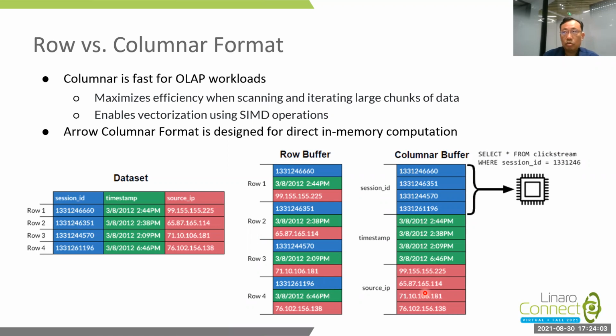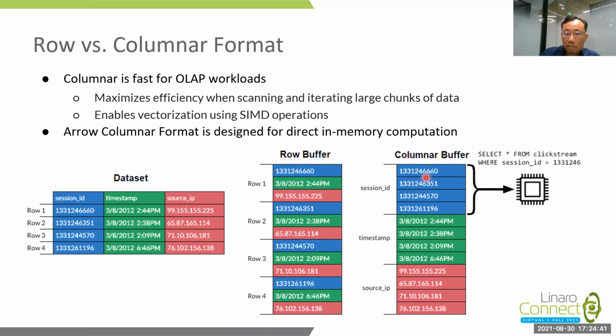Basically, I will need to scan all the source IPs and then use a map to map the source IP to the count. To do this, if we use a row-based buffer, we have to read in all of the rows one by one. But the session ID and the timestamp, these two columns, are not used at all, but they have to be read in and then discarded. This is a big waste of memory, I/O, and CPU cycles.